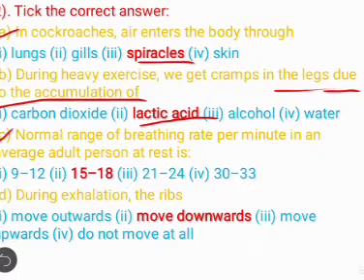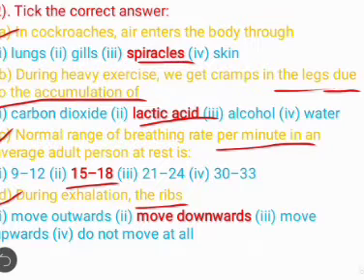The third statement is, the normal range of breathing rate per minute in an average adult person at rest. We all know it is 15 to 18 breaths, exhalation and inhalation, per minute. Now come to the fourth statement, or last statement, which is, during exhalation, the movement of ribs. We all know during exhalation, the ribs move downward.